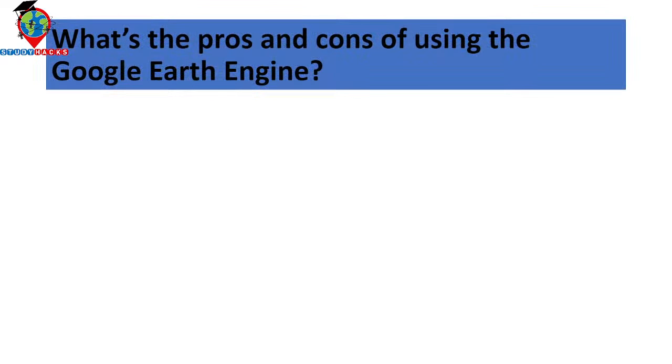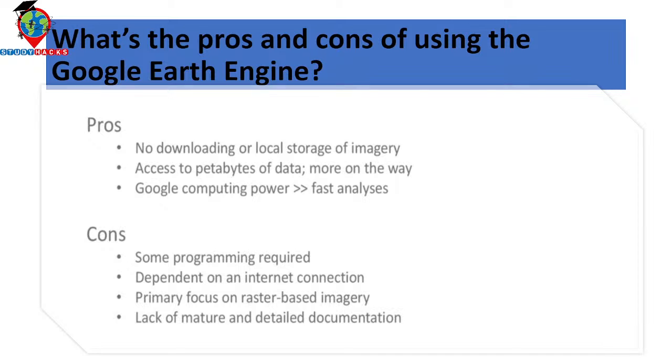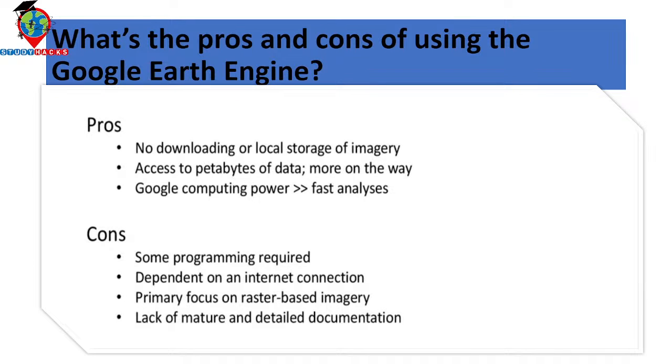And what are the pros and cons of using the Google Earth Engine platform? There are a lot of pros. Basically, there are a lot of benefits when you use the Google Earth Engine platform. You don't need to download any types of satellite imagery, so that is the best benefit. Without downloading, we can easily work with all types of satellite imagery. We can easily access 2 petabytes of data or more, and Google's computing power gives very fast analysis.